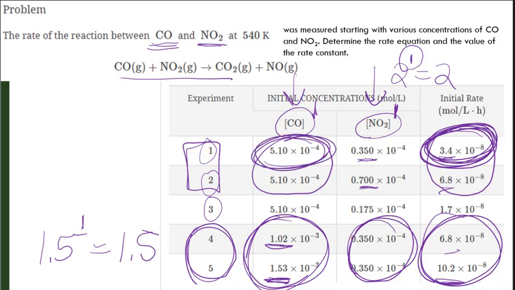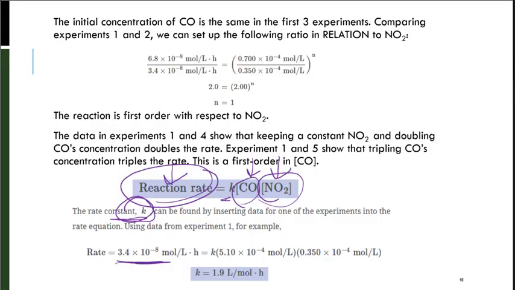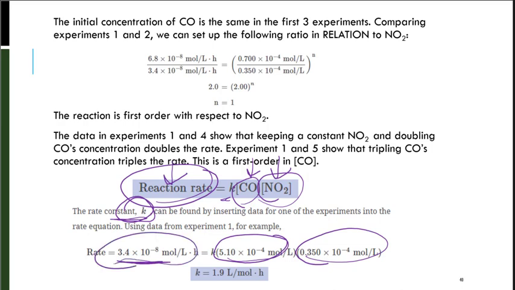Our concentration of CO, we're going to use 5.10 times 10 to the negative 4. NO2, we're going to use 0.350 times 10 to the negative 4. So that's my concentration for the CO. There's the NO2. There is my rate. I'm going to multiply these two together and then divide both sides by that answer. And I got K is 1.9 liters per mole hour. This is first order in each, so a second order overall.